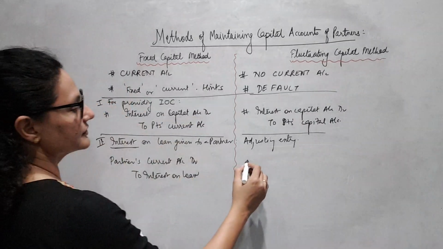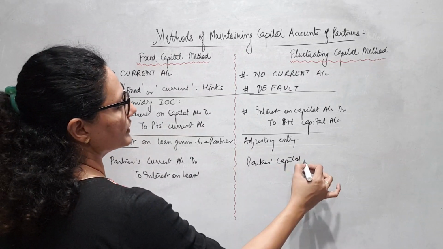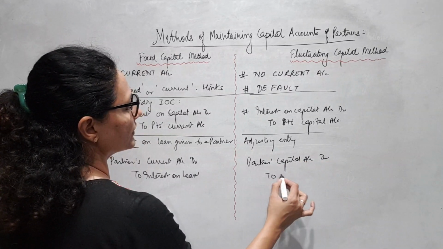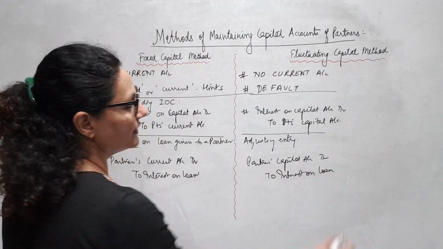And here, partners capital account. There is no current account. There is no question of current account. And interest on loan gets credited.